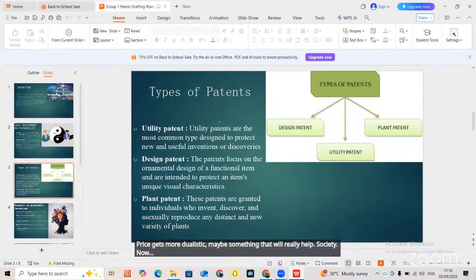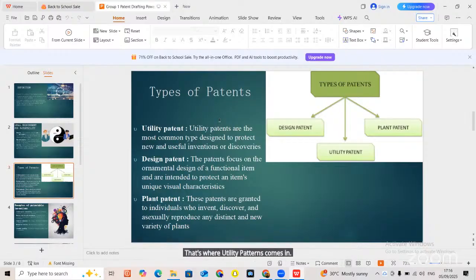Now, moving on, we have examples of patents from utility to the design and the plant patent. Utility patents are the most common type, designed to protect new and useful innovations. I would say an example would be the scissors. It's something we can use to cut things, and that borders on utility, on its use. That's where utility patents come in.